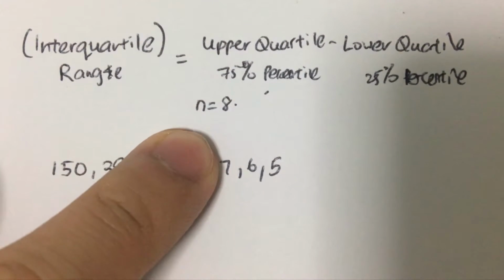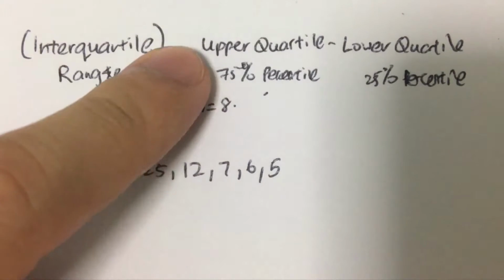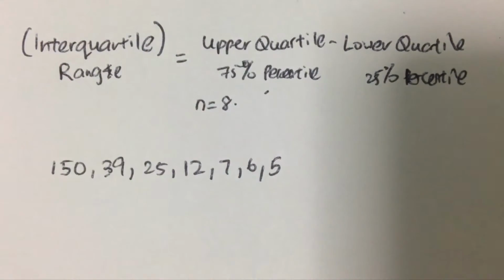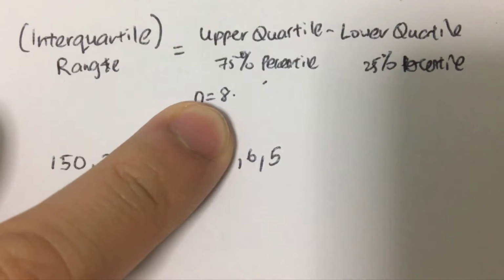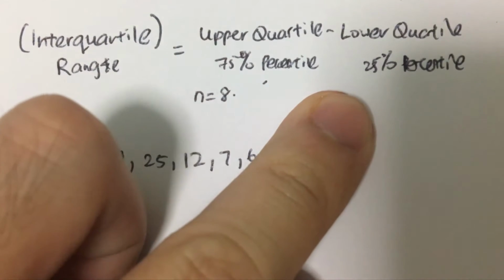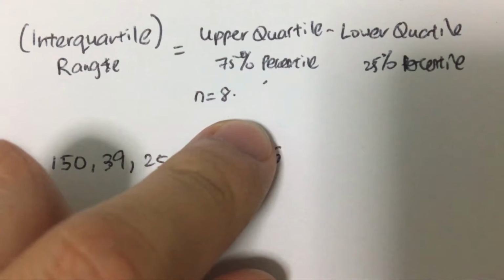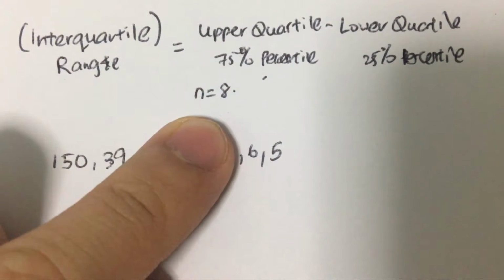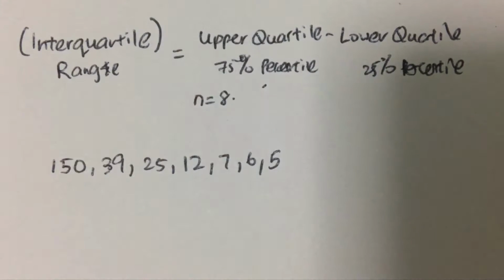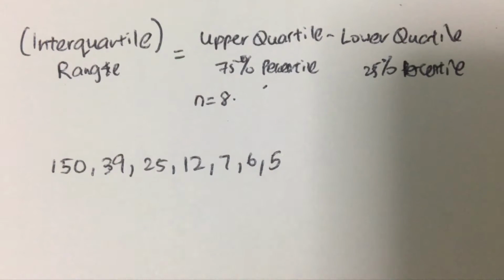Let's say, for example, I have a data set in which the sample size is equal to 8. The upper quartile itself will be the second highest value in the data set. The lower quartile is basically the 25th percentile. So, same thing, with a sample size of n equals 8, the 25th percentile will be the sixth highest value in the whole data set.